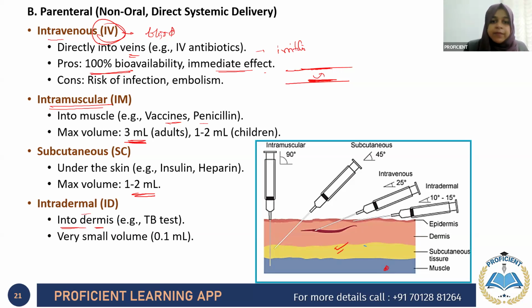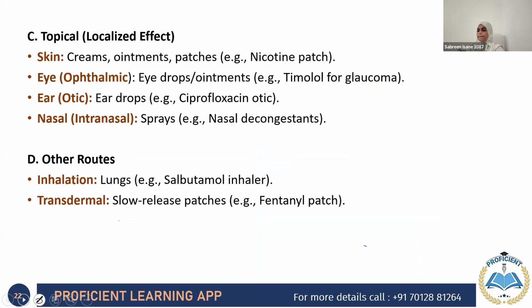So IV, immediate effect. Intramuscular and subcutaneous will take a little bit more time than IV, but less than oral. Action is faster than oral. Subcutaneous should not be given irritating drugs. IV you can give irritating drugs. Subcutaneous, the maximum volume that can be given is 1 to 2 ml, not more than that. Clear?